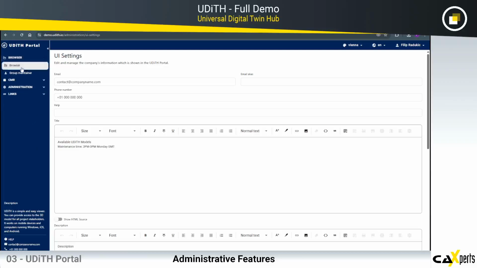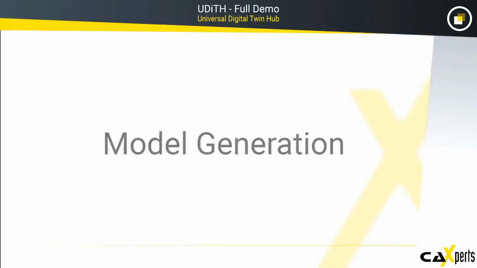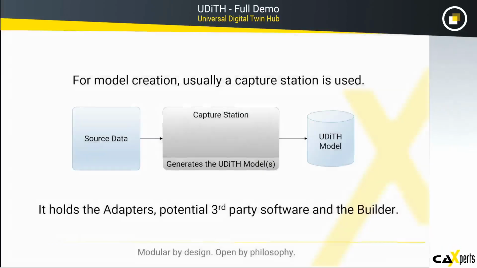So all in all, the UDiTH portal, even though it covers a similar area like the UPV web services did, allows whole new steps, whole new approaches, and also version and model management through a centralized interface. Which brings us to the question, how are UDiTH models actually generated? Well, for model creation, usually a capture station is used.